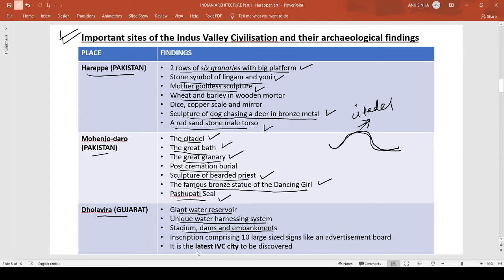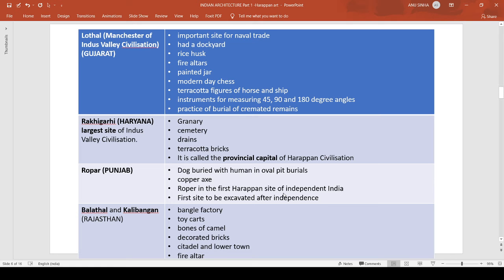It is the latest Indus Valley city to be discovered. This is the latest city to be discovered. So here the important things we have found are a giant water reservoir, a unique water harnessing system, stadium, dams and embankments. Now moving next.